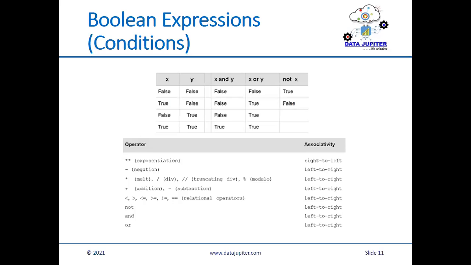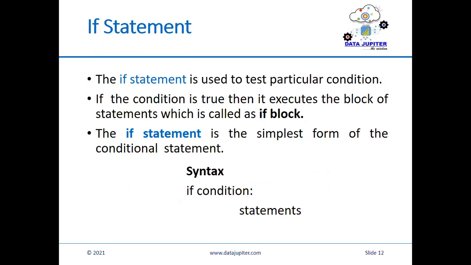So x and y, this is x or not x. You can go through the slides tomorrow. And there is associativity. Associativity means Python has an order for how to run the program. Double star, exponent, will be evaluated from right to left. The rest, all the addition, subtraction, greater, less, not, and, or, start from left to right. But exponent means right to left. Please remember this. Okay. Now from now onwards it is very important.